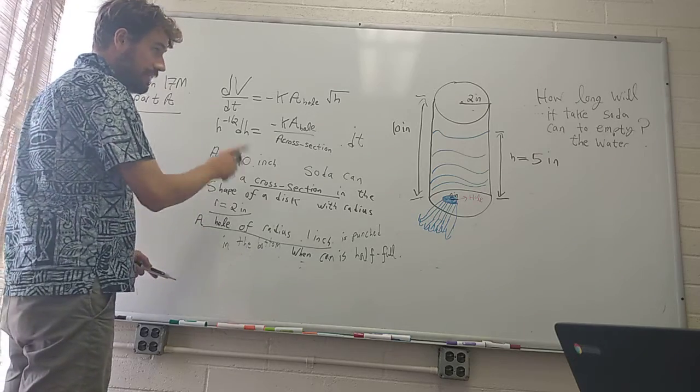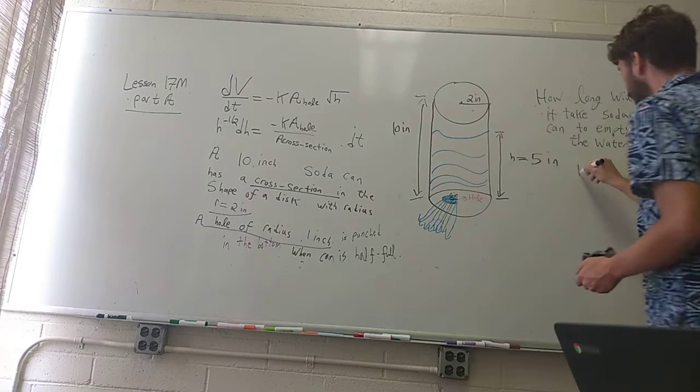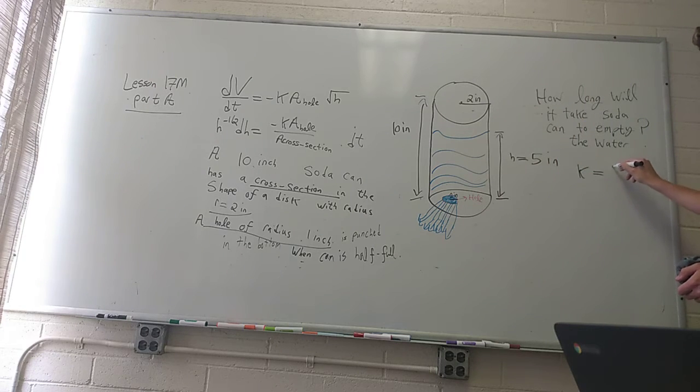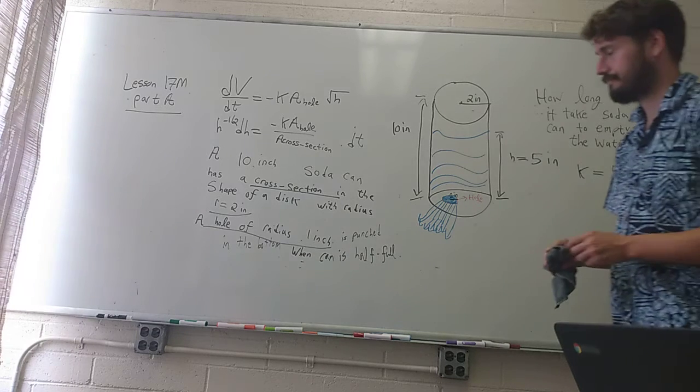Okay, well, we need one more piece of information, and that is K. Let's say K is approximately 5. It's an experimentally determined constant. I think your book uses a constant of 4.8. This will just make computation really simple.